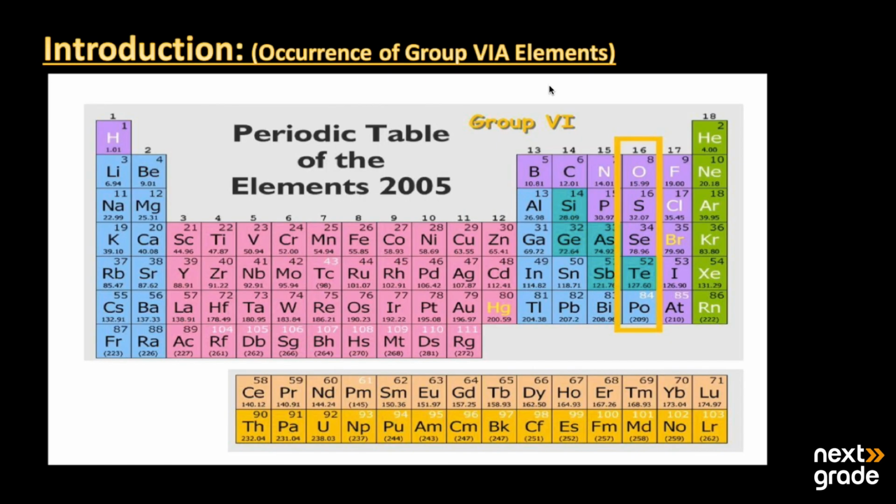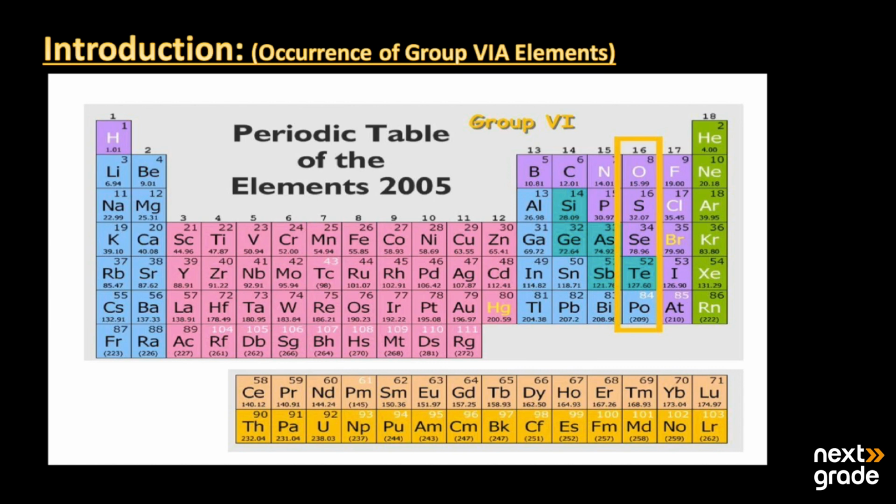So the topic we are going to discuss here is the occurrence of group 6A elements. We have already learned about some of their properties, called the general properties of the group 6A elements, according to their atomic number, mass number and their physical states as well.